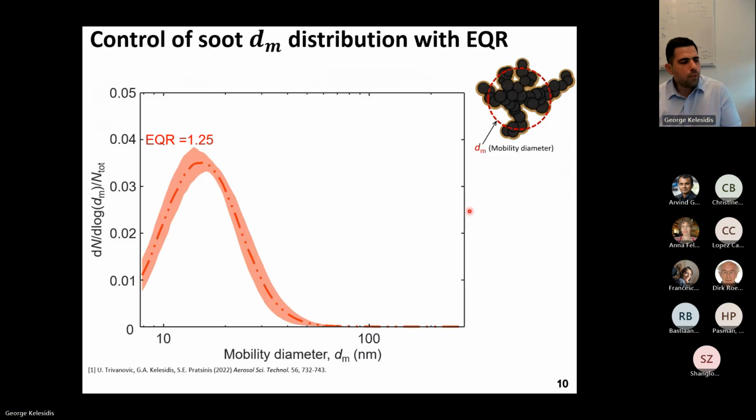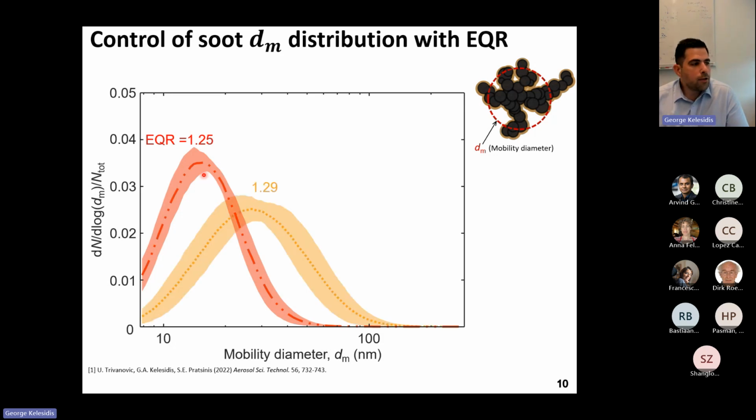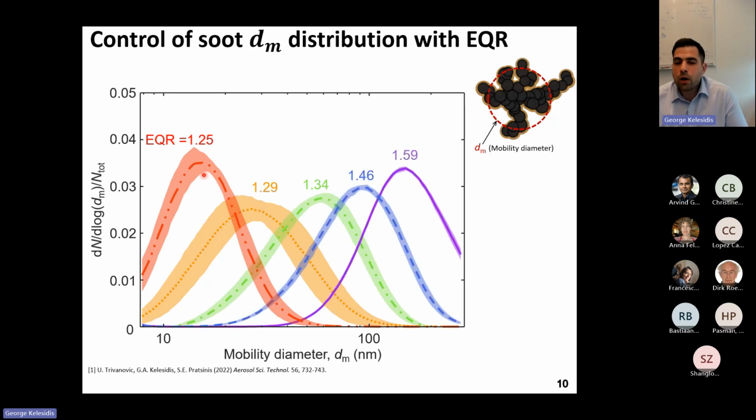In particular, over here you can see the mobility size distribution that we measured for soot nanoparticles generated by enclosed spray combustion of jet fuel when we used an effective equivalence ratio of 1.25 in the rich zone of this combustion. The shaded area quantifies the experimental variability of our measurements. Now, as we increase the equivalence ratio in the rich zone of this combustor up to 1.59, the soot nanoparticles grow by surface reactions and coagulation, and this shifts the mobility size distribution to larger sizes.